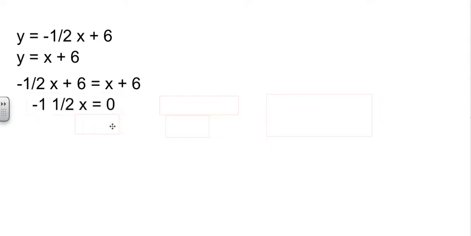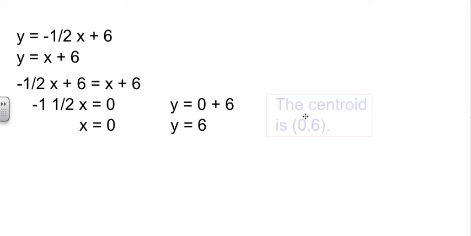Move some things around and find out that x is 0. If I substitute 0 back in for x, and I picked the bottom equation, you could have picked the top one, but I picked the bottom, I get y equals 6, which tells me that the centroid is that point where they intersected, 0, 6.